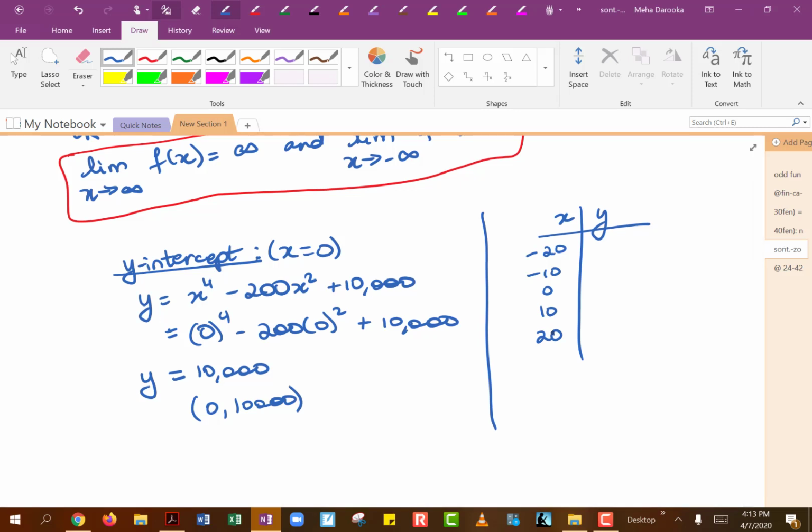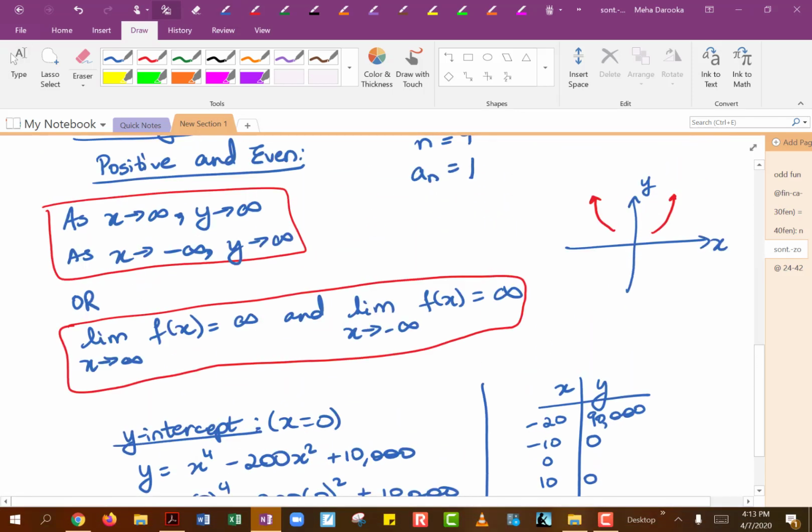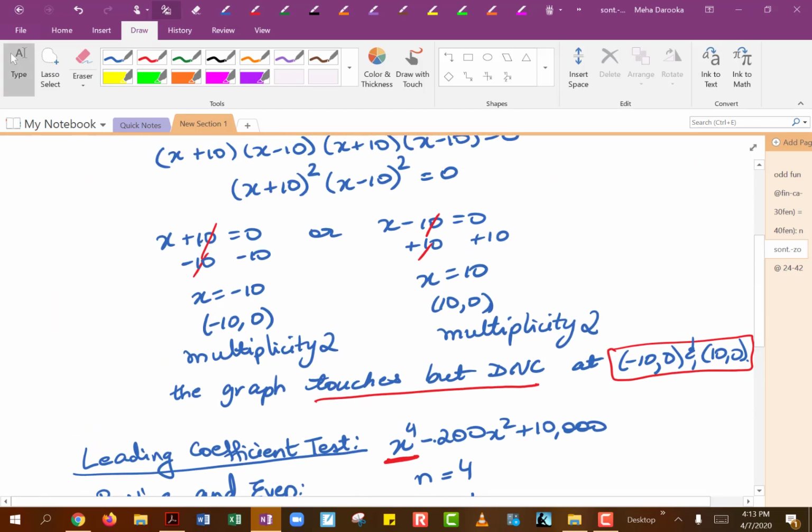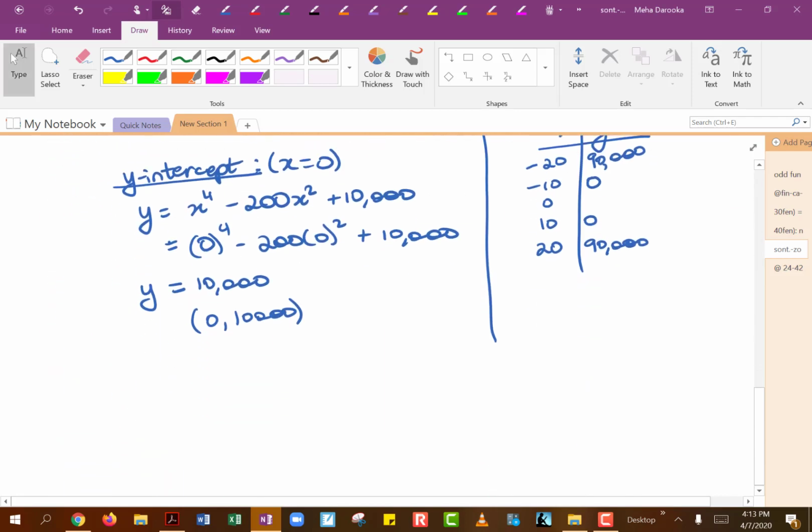So that's going to be a pretty large value. Yeah, this guy comes out to be 90,000 as the y value. And of course, since these are even functions, it will be the same thing for positive 20. Now let's check what happens when we are doing negative 10 for our x value. So negative 10 will actually end up being 0, and same thing for positive 10, because remember that's where our x-intercepts are, at negative 10 and positive 10. So those are our zeros.